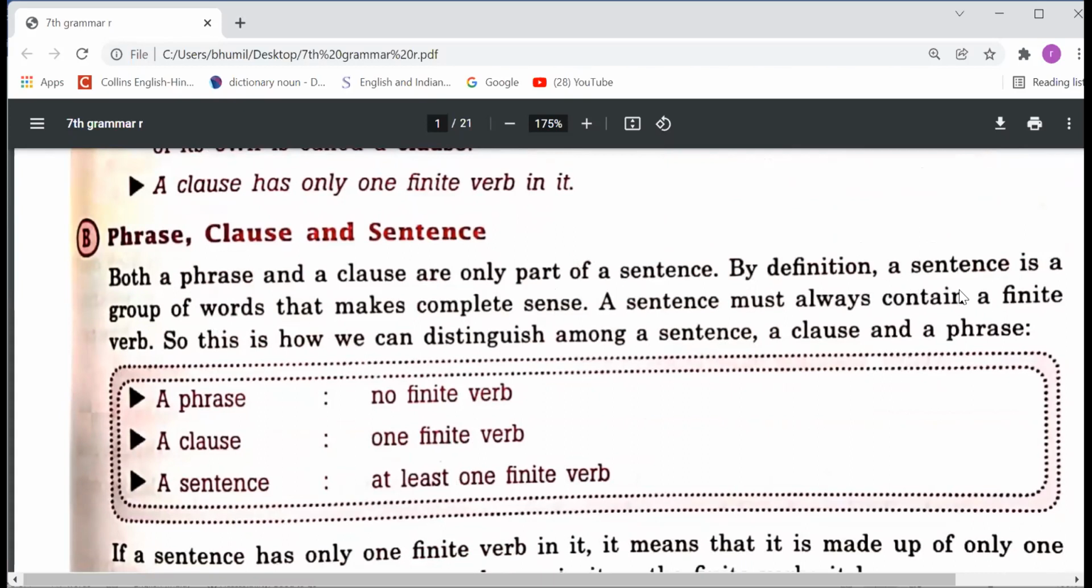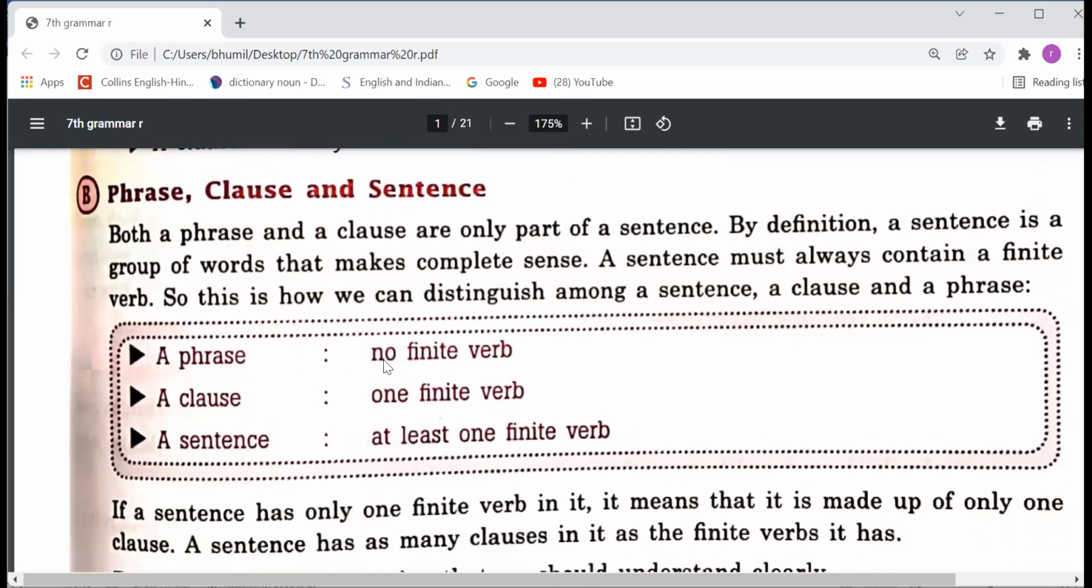By definition, a sentence is a group of words that makes complete sense. A sentence must always contain a finite verb. So whenever we write any sentence, it means it is giving complete sense. It can give complete sense when there is a subject and a finite verb. This is how we can distinguish among a sentence, a clause, and a phrase. So by this we can differentiate what is a clause, what is a phrase, and what is a sentence, right?